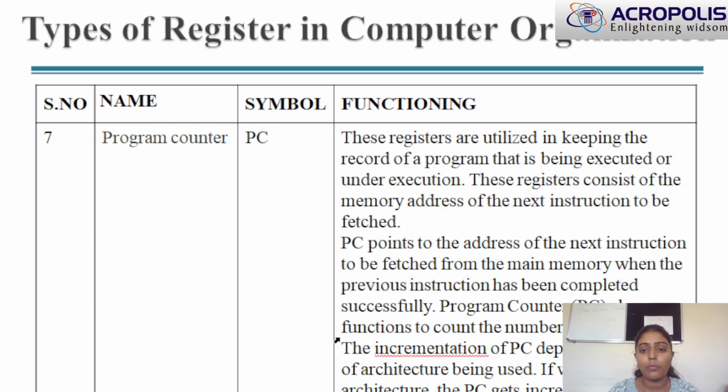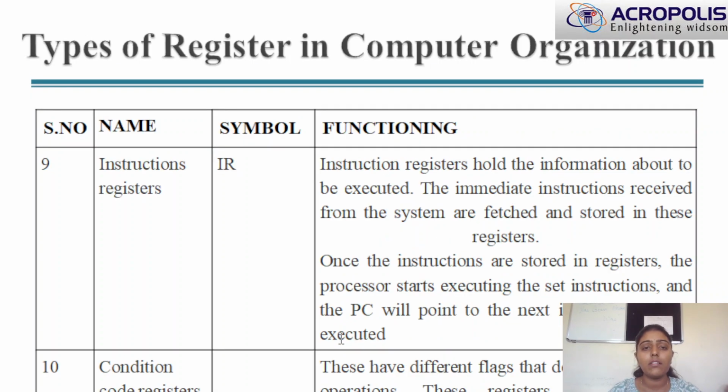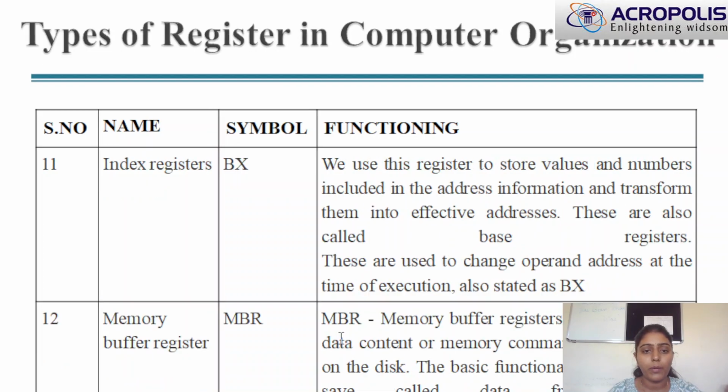It carries the output character. The ninth register is the instruction register, which is indicated by IR, and the instruction register holds the instruction about to be executed. The immediate instruction received from the system is fetched and stored in the registers. Next is the condition code register. These have different flags that indicate the status of operations.